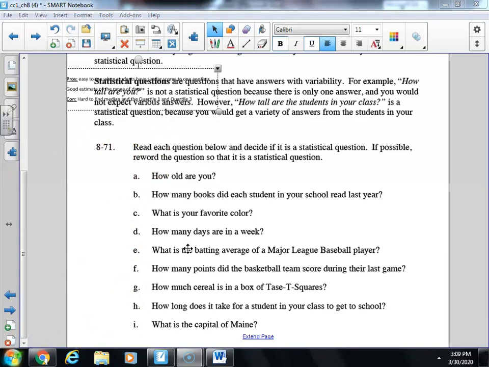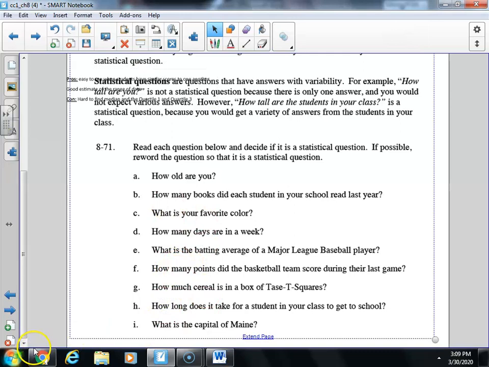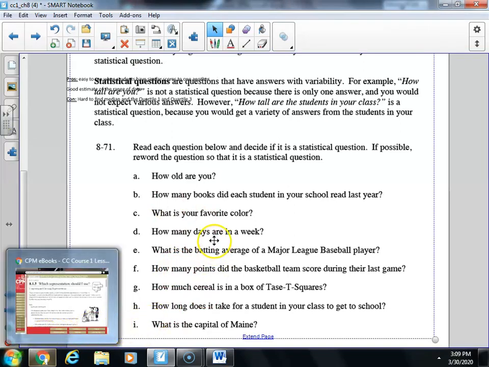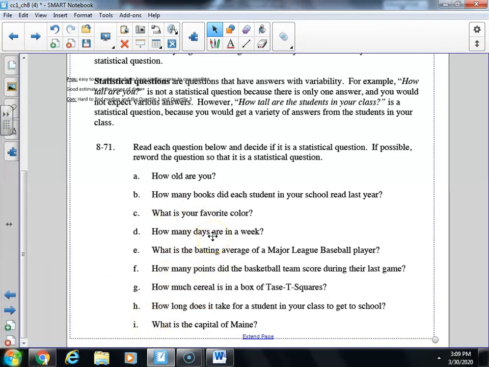All right, so let's see how you guys did. So how old are you? Is that a statistical question or a non-statistical question? The answer would be, it is a non-statistical question. Okay, reason being is that if I ask you how old you are, you're going to give me one answer. I don't expect that you guys are going to have a different answer.